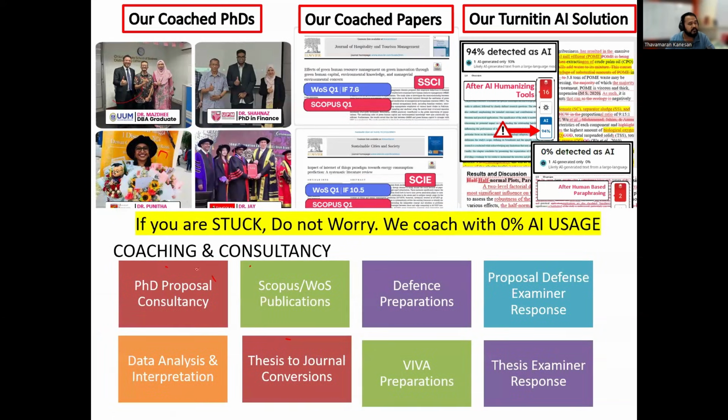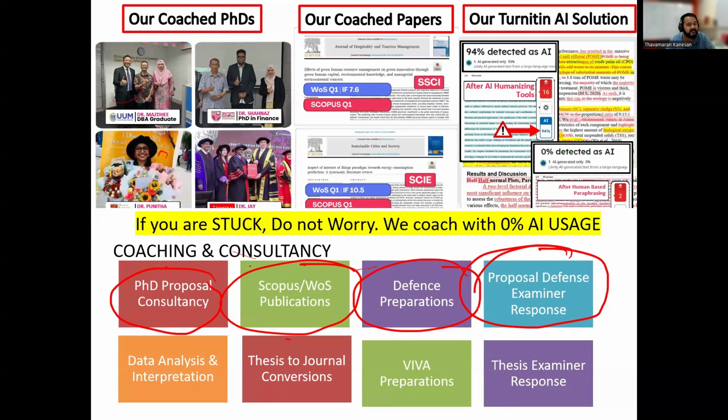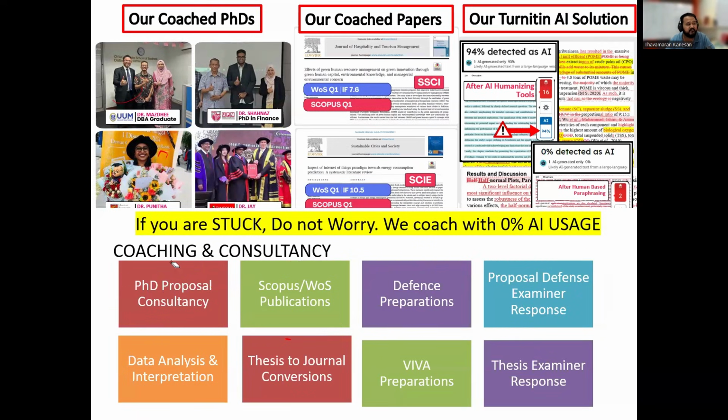Okay, PhD proposal consultancy with 0% AI, so you don't need to worry about fake information. Scopus Web of Science publication, proposal defense preparation. We'll prep students for their defense, teach them how to do slides and everything. Proposal defense examiner response. Now we are very busy with this segment, because of the amount of failure coming from the result of AI. Data analysis and interpretation, chapters 4 and 5, we coach a lot. This is to general conversion. I taught you the hourglass theory. That is from experience. Okay, Viva preparation, teach them how to prepare for Viva. And after Viva, examiner response.